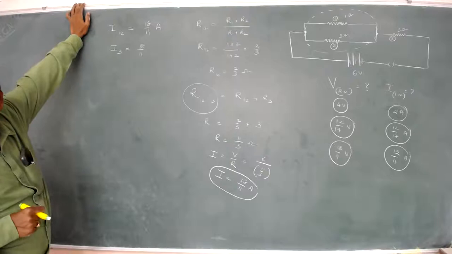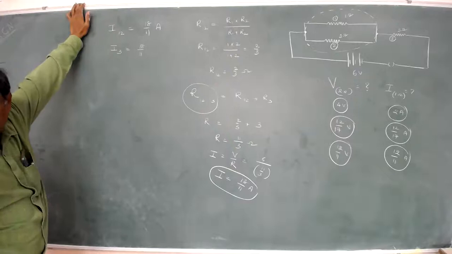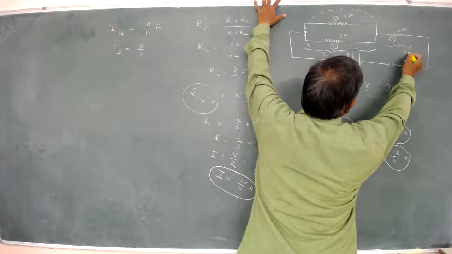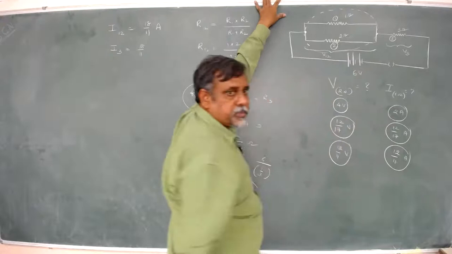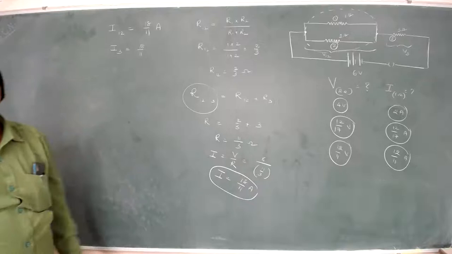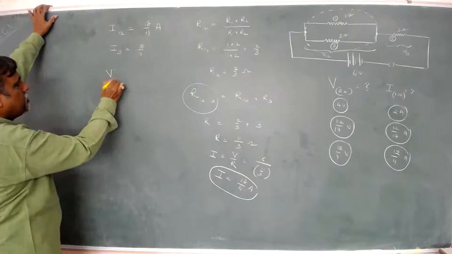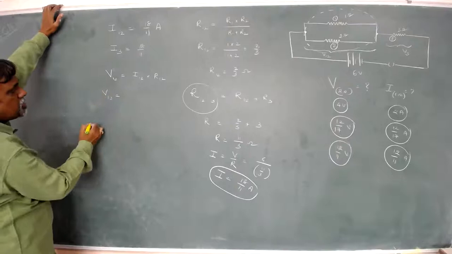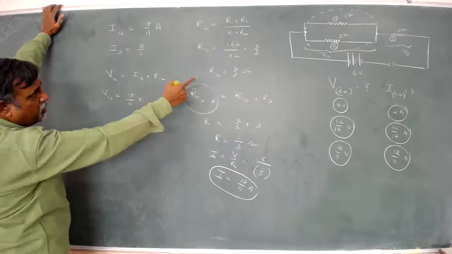Now in the series combination, current remains the same, but potential splits. Across this group the potential is V12, across this the potential is V3, ultimately V12 plus V3 should be equal to 6. Now V12 is how much? V12 is I12 times R12. I12 is 18 by 11, and R12 is 2 by 3, as already followed.